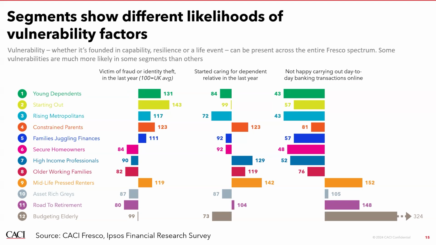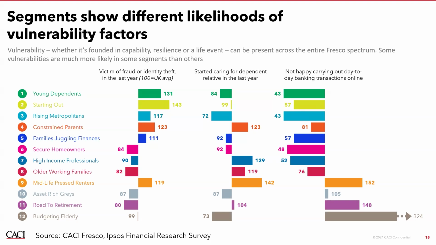Now here, the coloured bars are all indexes, and they each compare each segment to a UK average. The more the bar moves to the right, the more prevalent that characteristic is. And the opposite is true for bars to the left. And if a bar is small and close to 100 in the middle, it means it's in line with the average. So for example, let's take that first number, 131. What that means is that young dependents are 1.31 times, or 31%, more likely than average to have fallen victim to fraud in the last year.